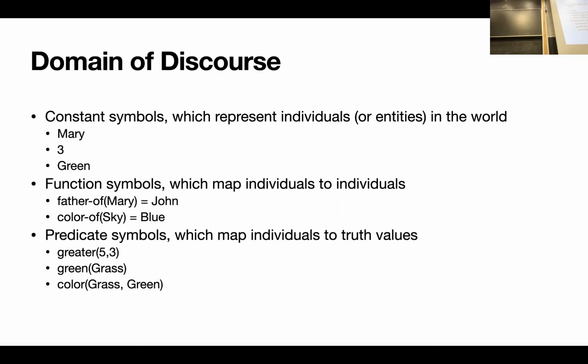And we also have predicate symbols which map individuals to truth values. So greater of 5,3: is 5 greater than 3, true or false? It is true. Or is green of grass? Yeah, the grass is green. Yes, color of grass green would return true. Otherwise, if it's not green, it will return false.